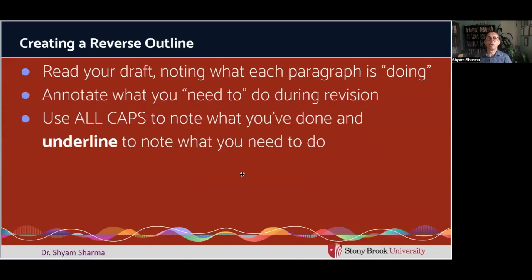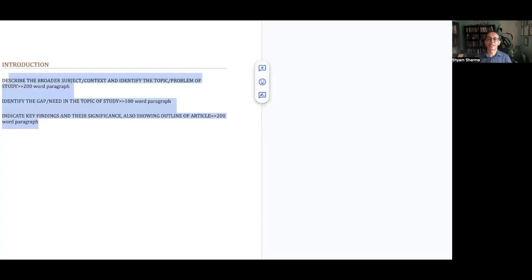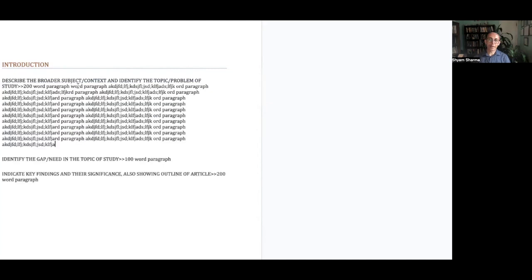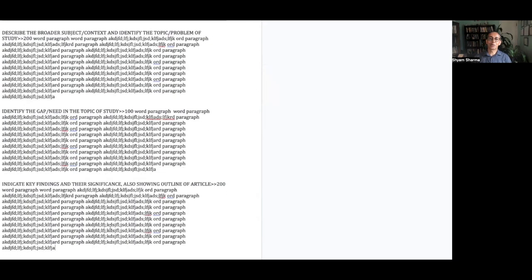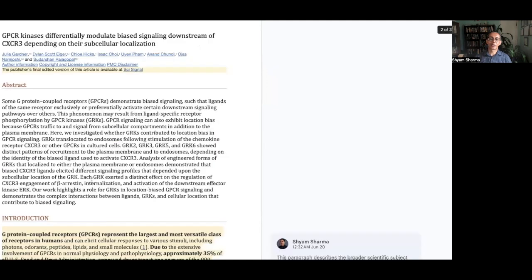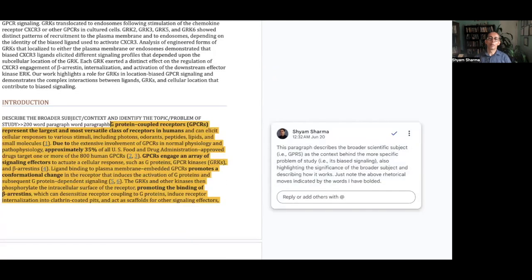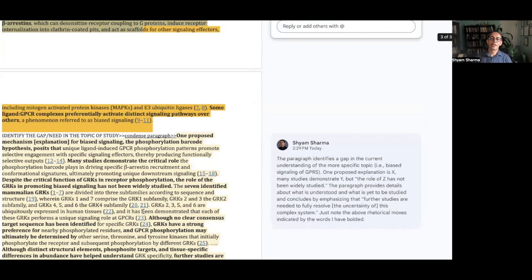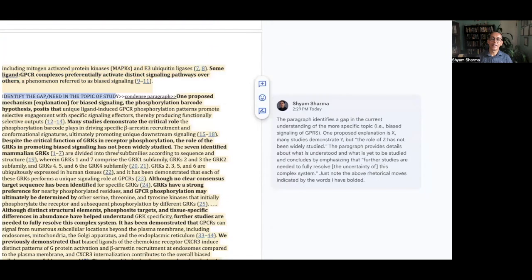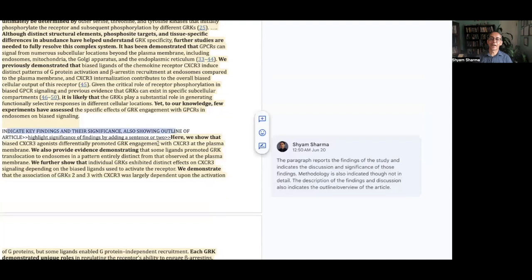But when you finish drafting by using this basic outline, let's say you add a paragraph here, and add a paragraph here. Let's say you have finished drafting and it looks like this. What do we do? We come back and check whether we actually described the context and identified the topic in the draft or not. We come back and check whether we identified the gap or need of the study, and we come back and check whether we did this or not. So this tagging allows me to come back, which is reverse outlining, and look at what I did.